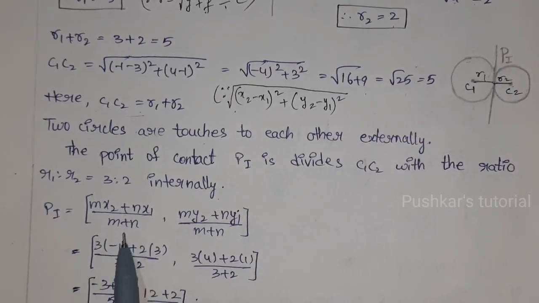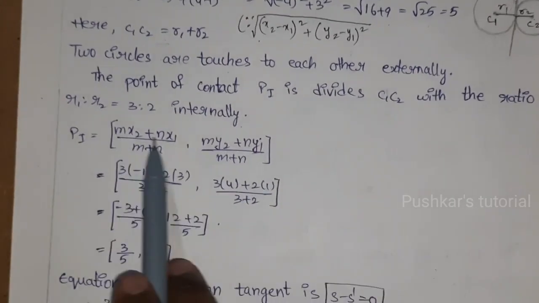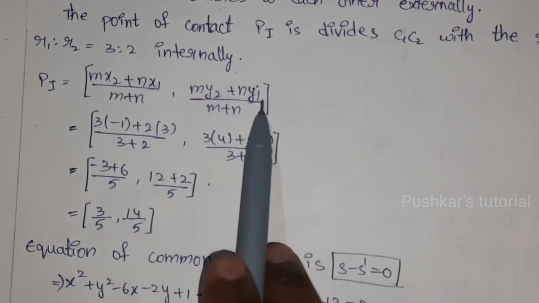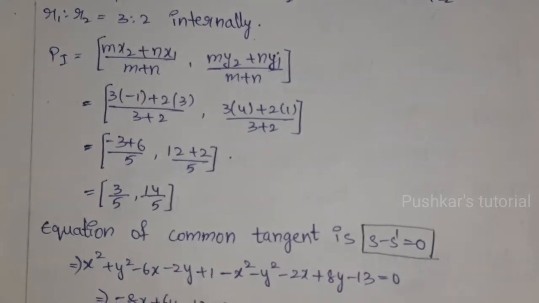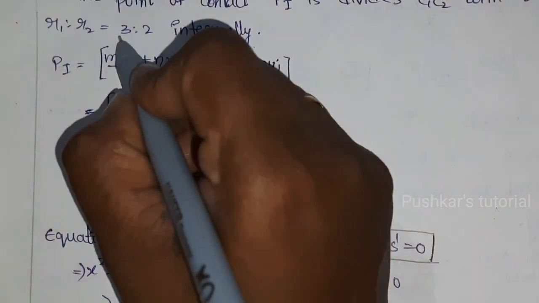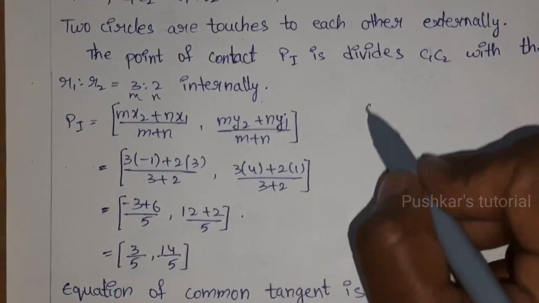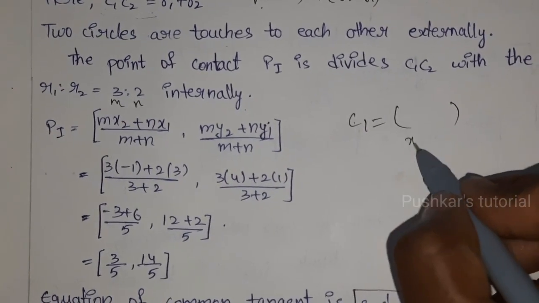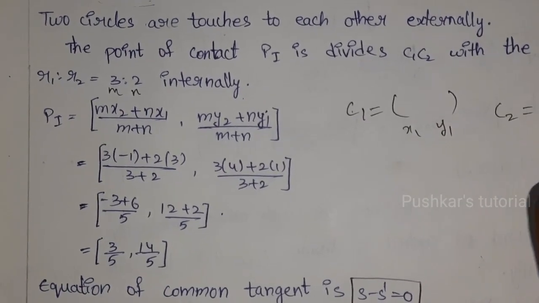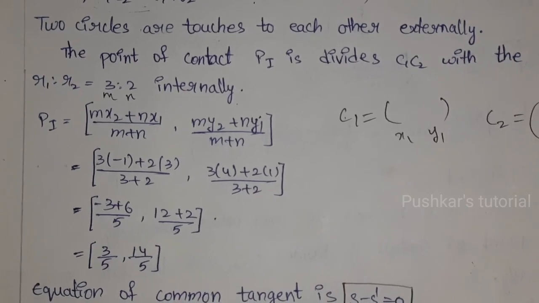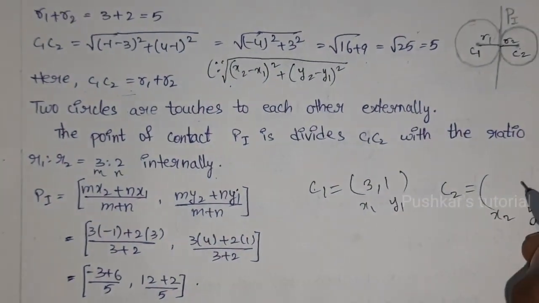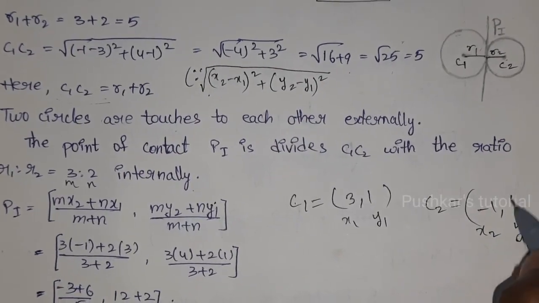So the internal division formula in between is (mx2 + nx1)/(m + n), (my2 + ny1)/(m + n). Here m:n means the ratio m to n. And next, x1, y1 means the C1 value, and x2, y2 is the C2 value. The C1 value we got is (3, 1), and the C2 value is (-1, 4).